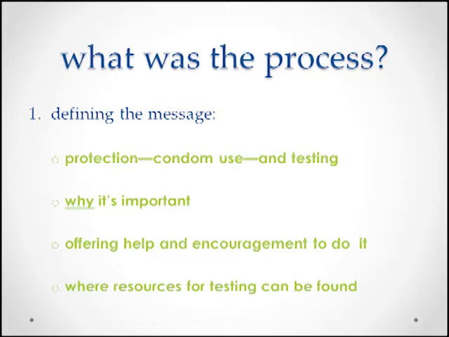So we sat around a table with groups, and I'll identify them in a minute, to talk about what the message would be. Protection was the primary message. This is for women who are at risk of HIV/AIDS. And so that included condom use and testing. Why it's important to do those two things, use condoms and get tested. Offering help and encouragement to do it, that's the action part of it. You can tell them it's a good thing to do, or as Terry said, you can tell me I need to exercise 5 times a week, but that's like telling me that I need to go to the moon. So why do it is a key piece. And then key to this was where resources for testing could be found. So that was what we agreed upon.